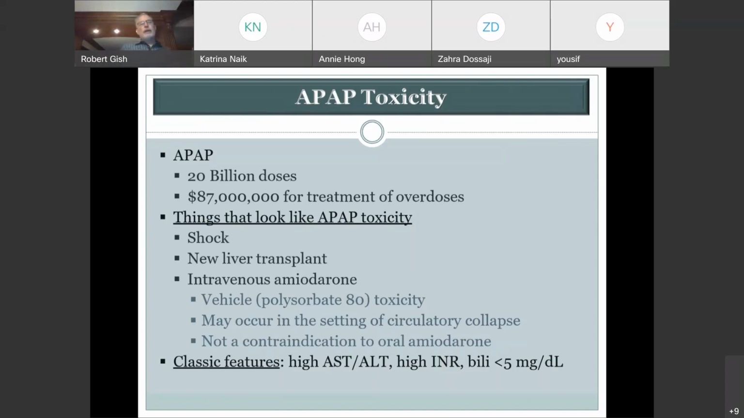Now, making that diagnosis and giving N-acetylcysteine is perfectly safe and reasonable, since the N-acetylcysteine may work in a variety of types of liver injury.